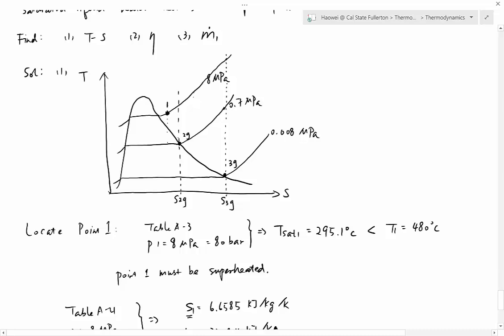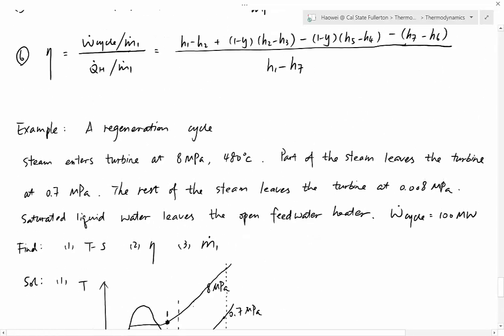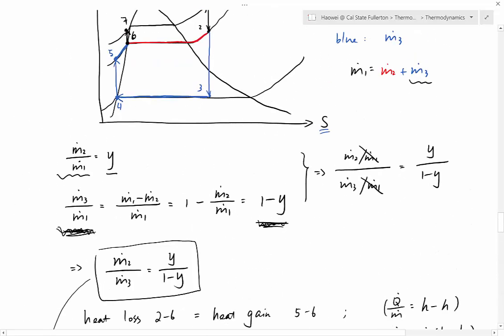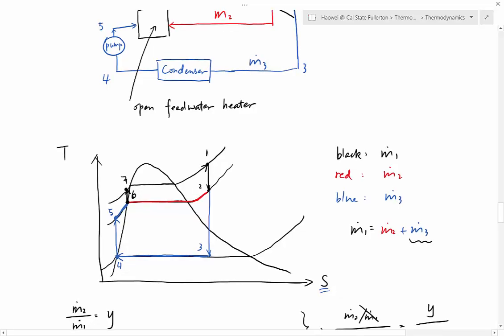It has to be superheated, so it must be to the right of the vapor dome, and it's on the 8 megapascal line. Okay, so now 1 to 2. What is 1 to 2? If you forgot, we can go back to our analysis. 1 to 2 is the steam turbine, and the mass flow rate is m dot 1, so that's black.